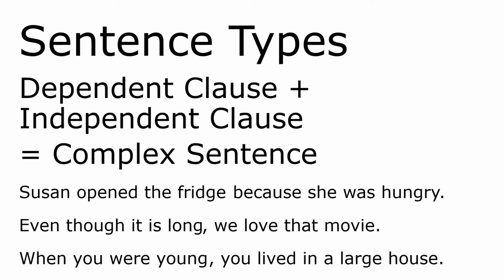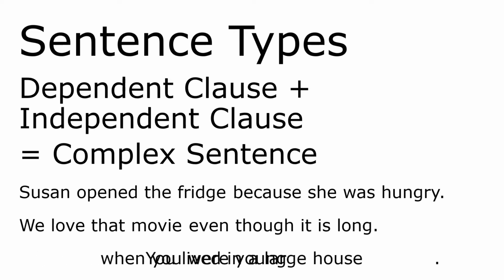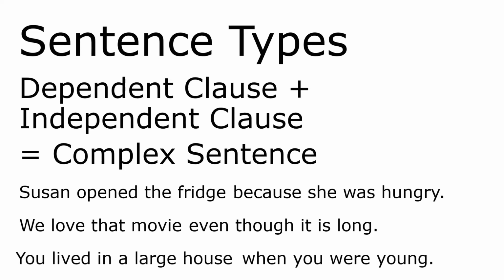Let's look at the next example. Even though it is long, we love that movie. I'm going to make a few changes. Now I'm going to switch them. We love that movie, even though it is long. And again, there's no comma there. When you were young, you lived in a large house. I'm going to make a few changes. I'm going to reverse them. You lived in a large house when you were young.